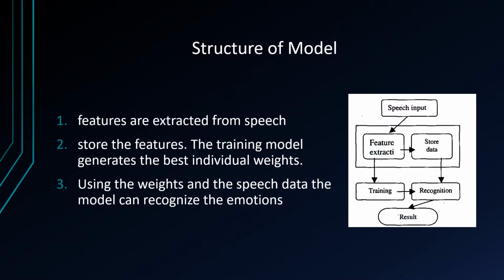Now let's talk about the structure of our model. The input here is the result of the clipping function. The received input is then passed through a feature extractor, which extracts the useful information and stores it in the database. At the same time, the extractor provides these features to the training model, which generates the best individual weights for the nodes. Then after the creation of the model, we can recognize emotion by passing the speech data to the model through the feature extractor.